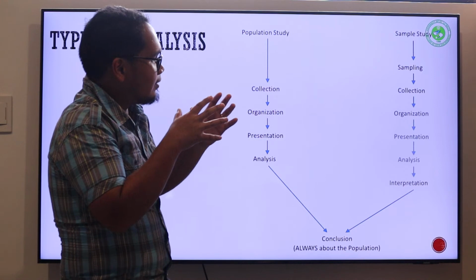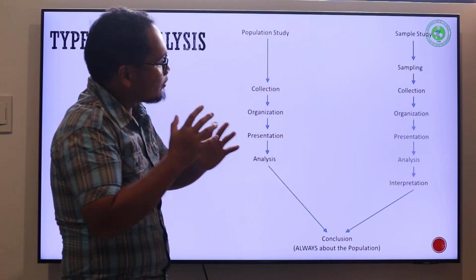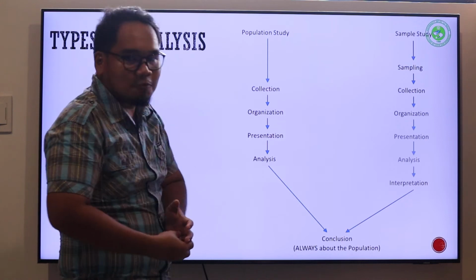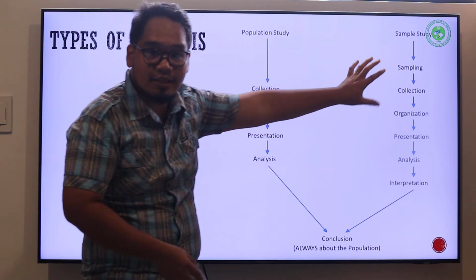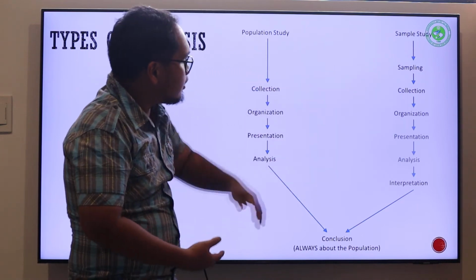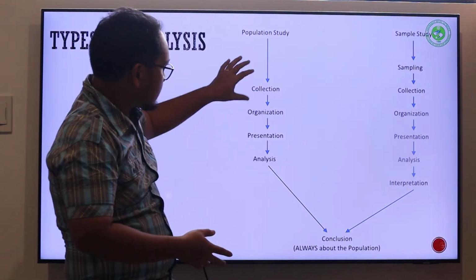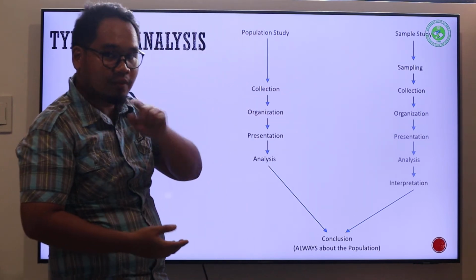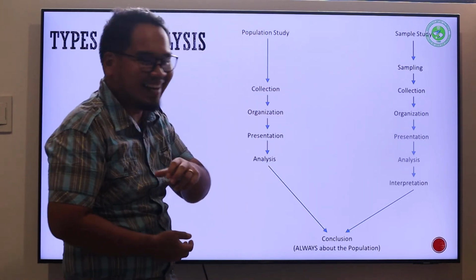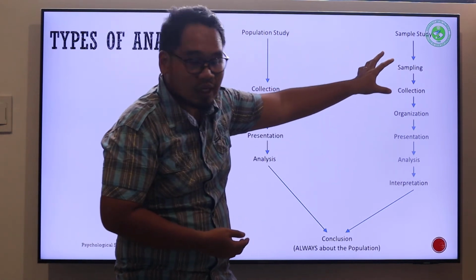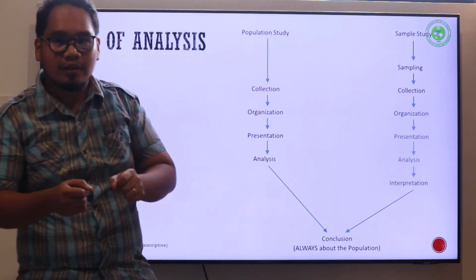So correct and appropriate sampling techniques must always be put into consideration. We're going to talk about sampling techniques in a future video. After you have determined your sample, you can proceed with COPA, the same thing as with the population study: collect, organize, present, analyze data. But wait, there's more. Right after you analyze, when you perform a sample study, you must interpret.